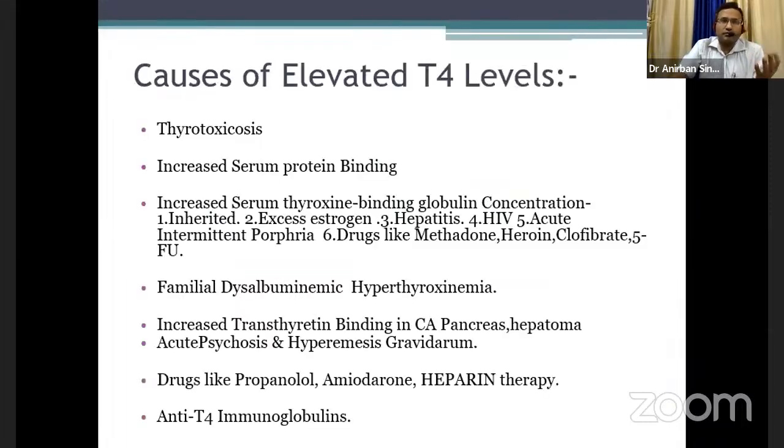Most of the important causes of elevated T4 levels, which are classically found in thyrotoxicosis, are worth noting. Causes include raised TBG, as we have said: excess estrogen, hepatitis, HIV, drugs like methadone, even the fibrates, familial dysalbuminemic hyperthyroxinemia, even increased transthyretin binding like pancreatic tumors, hepatomas, drugs like propranolol, and anti-T4 antibodies. These are potential causes of elevated T4 without classical thyrotoxicosis. So before treating the patient, we discuss along with the patient.